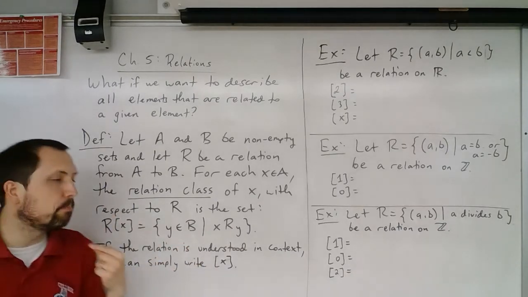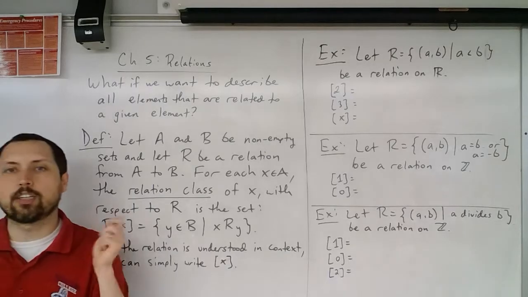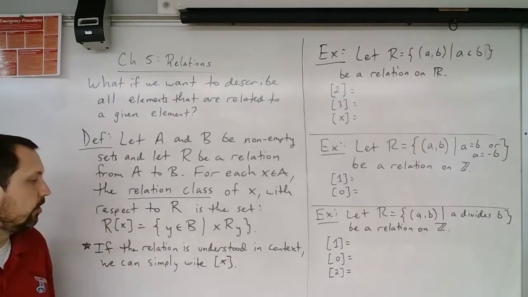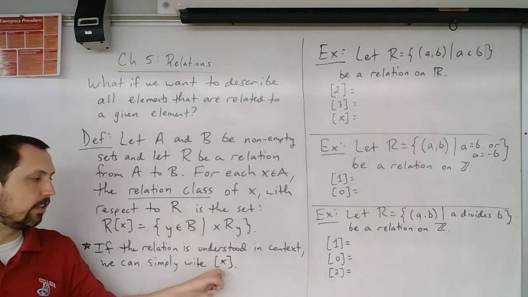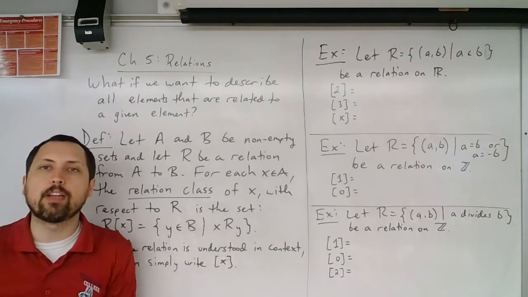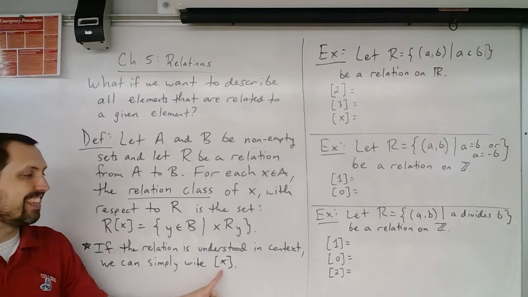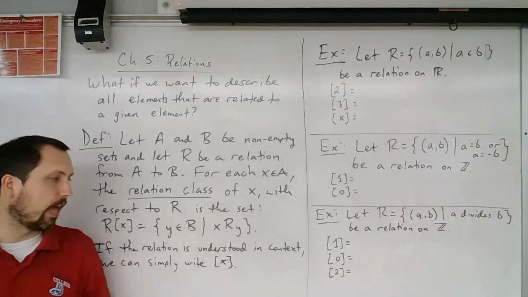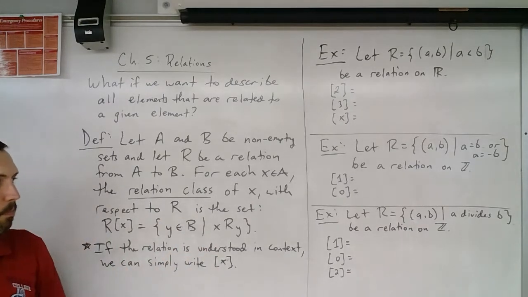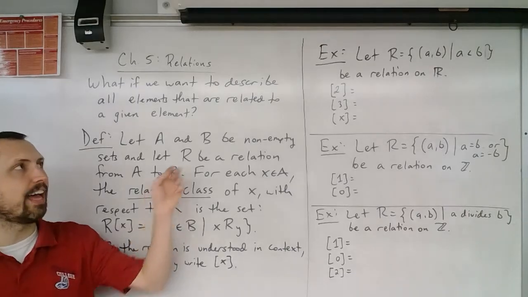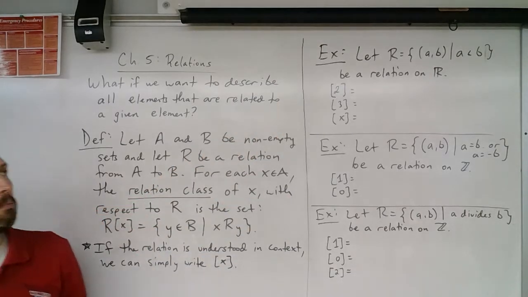Now, in many cases, we will just understand the relation in context, or I will give that relation to you. So we'll often just write the square brackets around a given element to define what all of the things that this is related to would be under this relation. Okay, so to look at these relation classes, let's take a look at this example.